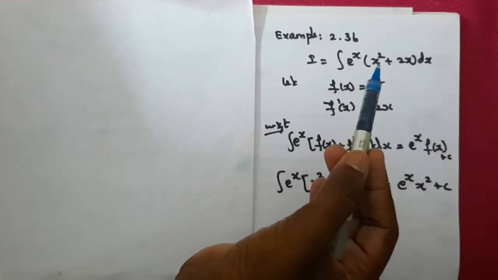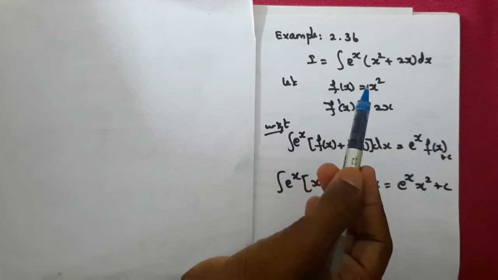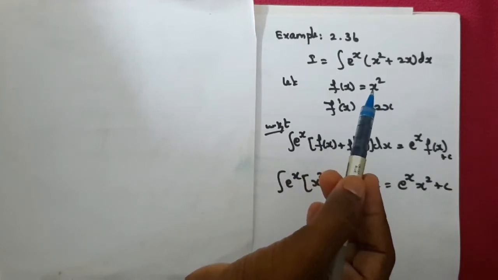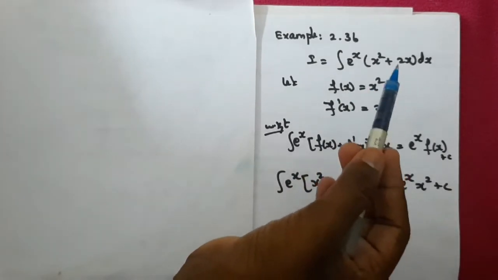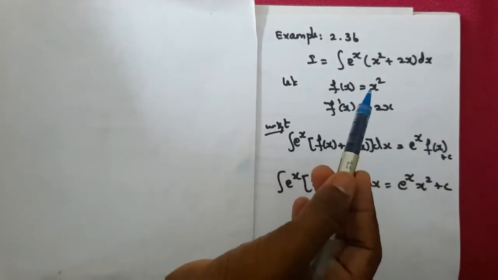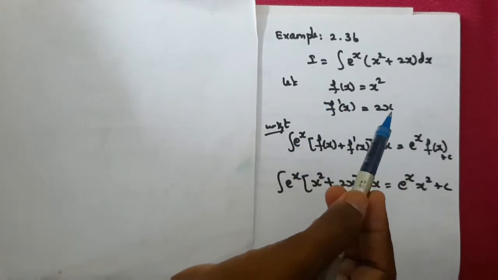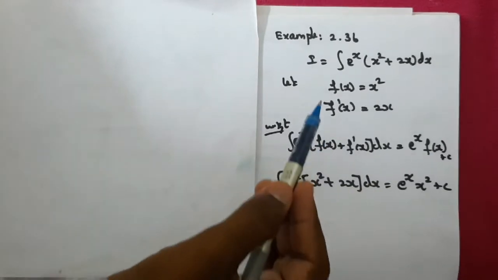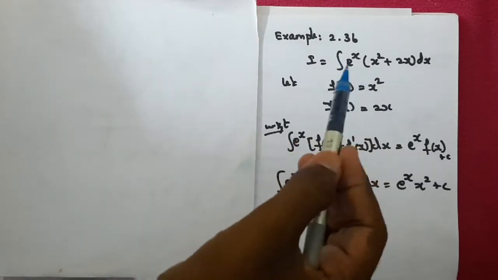Here we have x square, so take it as f of x equal to x square. When you differentiate x square, we know very well we get 2x. So this must be f dash of x. So f of x equal to x square, and when I differentiate it, I get 2x. So I have f of x and f dash of x. So it looks like this formula.